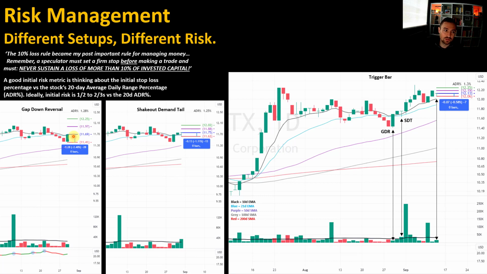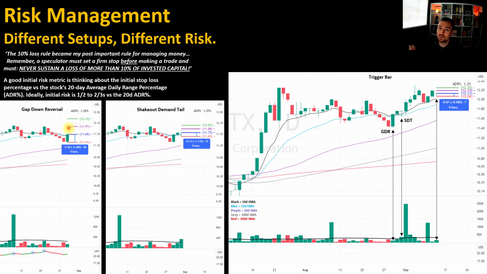So with a gap down reverse bar, and check out demand tails, trigger bars, I invariably use what's called a buy stop limit order with a stop loss attached. So how does that look? Well, the buy stop here would be through the high of the gap down reversal bar, 11.69. Now the limit, I usually go 0.5% above the high of that bar. That means I don't want to get filled higher than 0.5% above the high of that bar.